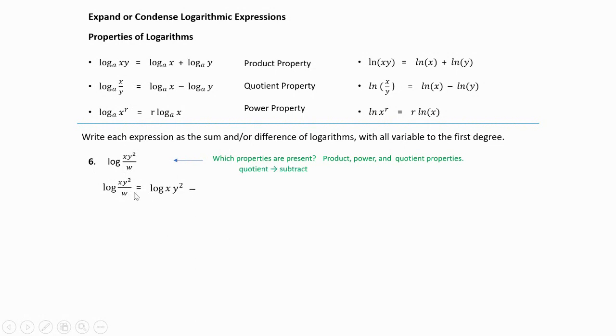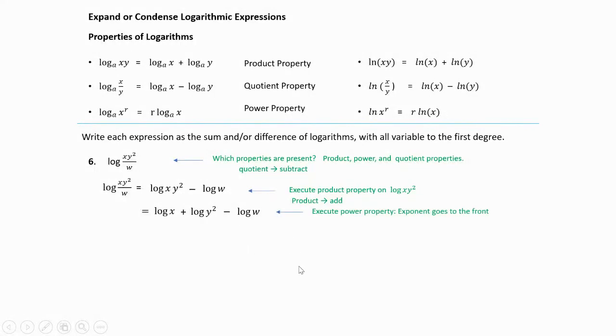And then minus, because it's a quotient, minus the log of w. Now this one, guys, needs to be expanded also here. So then we execute the product property on the log of x y squared. So it becomes log of x plus log of y squared minus log of w. But now the power property must be executed.